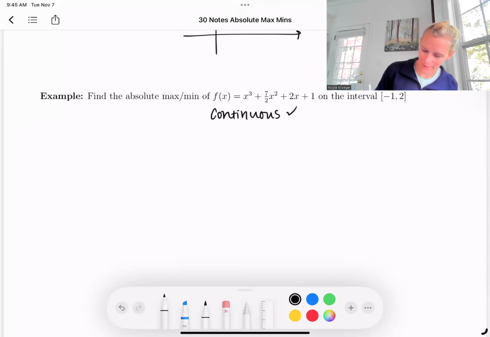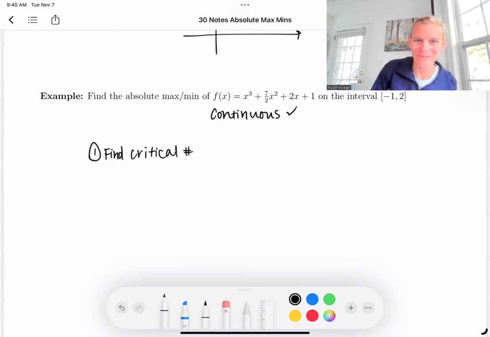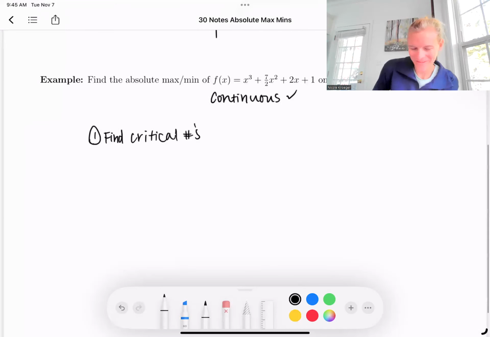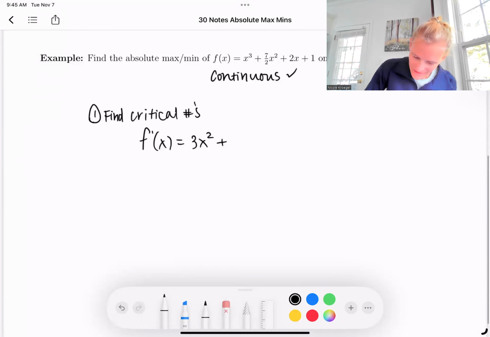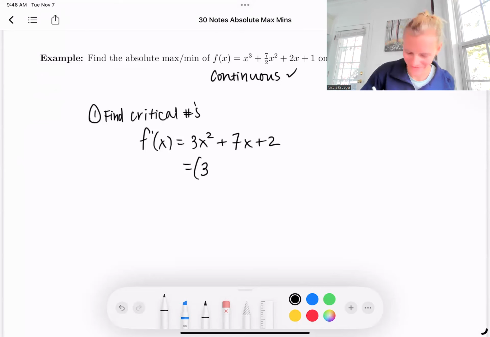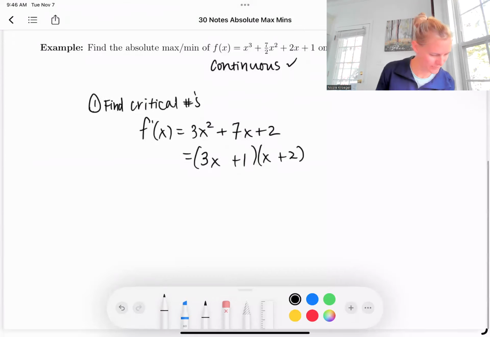So we want to start out by finding our critical numbers. And to find our critical numbers, we start out by taking a derivative. First thing we always want to try if we don't know what to do. So our derivative here is 3x squared plus 7x plus 2. If we factor this, I think we might have actually done this one in class. This is going to factor as (3x plus 1)(x plus 2).